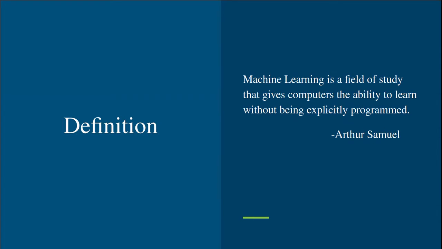What is machine learning? The term machine learning is not new. You would have definitely heard about this term. Machine learning or artificial intelligence has become a buzzword since the last decade. It was coined by Arthur Samuel in 1959. He defined machine learning as a field of study that gives computers the ability to learn without being explicitly programmed.